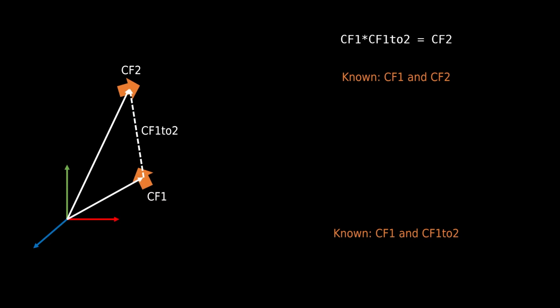These are two very common problems that we come across in game development, so it is important to know how to tackle them. The second one is quite straightforward with the given formula. So CF2 is CF1 times CF1 to 2. It is easy to find. But the first one is a little harder. We need to know a few other things to handle that. Let's start with some properties.